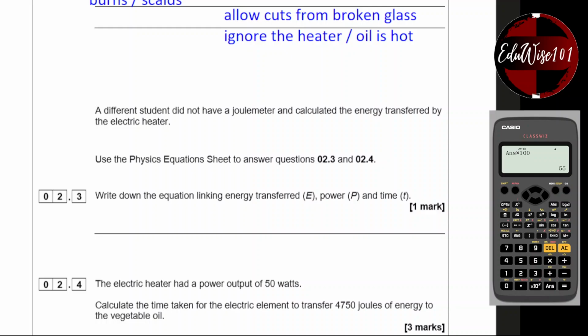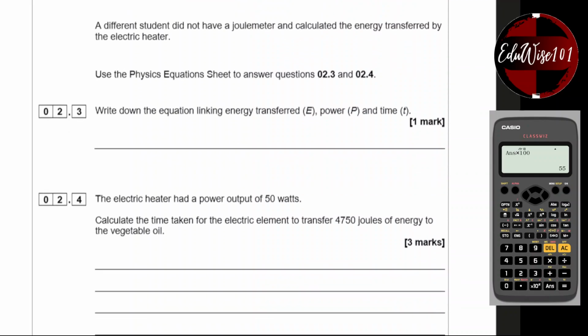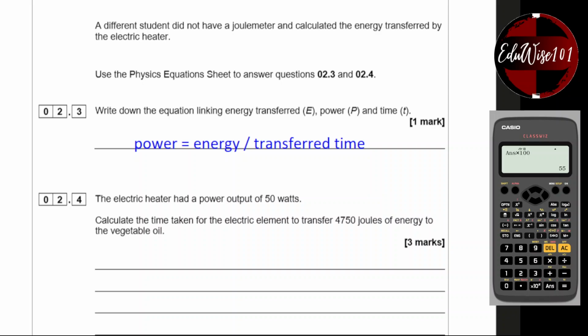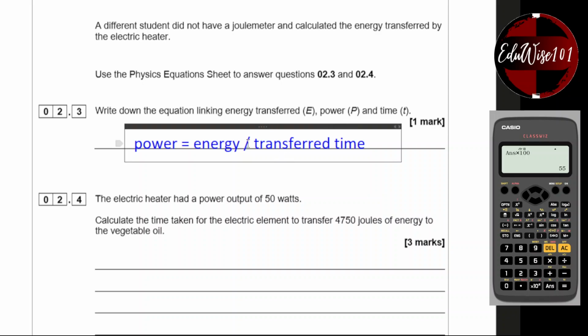A different student did not have a joule meter and calculate the energy transferred by the electric heater. Use the physics equation sheet to answer questions 2.3 to 2.4. Write down the equation linking energy transferred, power, and time. Now the equation that links all three is: power equals energy transferred divided by the time.